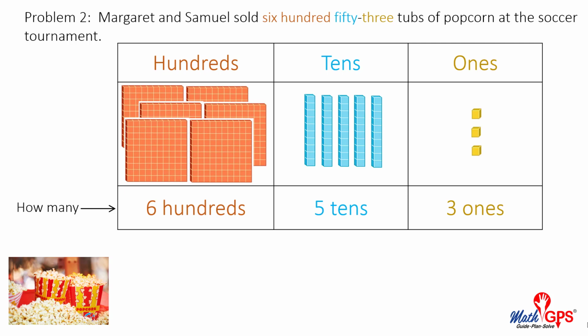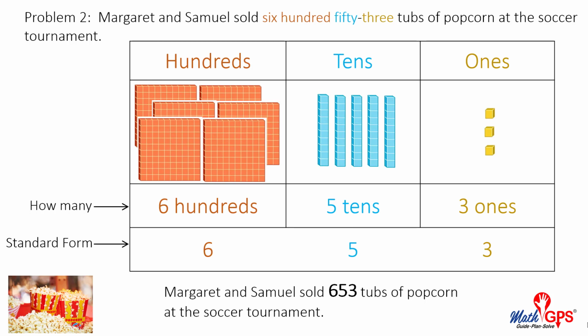A place value chart is a tool we can use to model and write these numbers. Each column in the place value chart shows how many hundreds, tens, and ones are needed to represent the tubs of popcorn. We need 6 of the hundreds, 5 of the tens, and 3 of the ones. We use only the digits 6, 5, and 3 to compose and write the number 653 in standard form. Margaret and Samuel sold 653 tubs of popcorn at the soccer tournament.